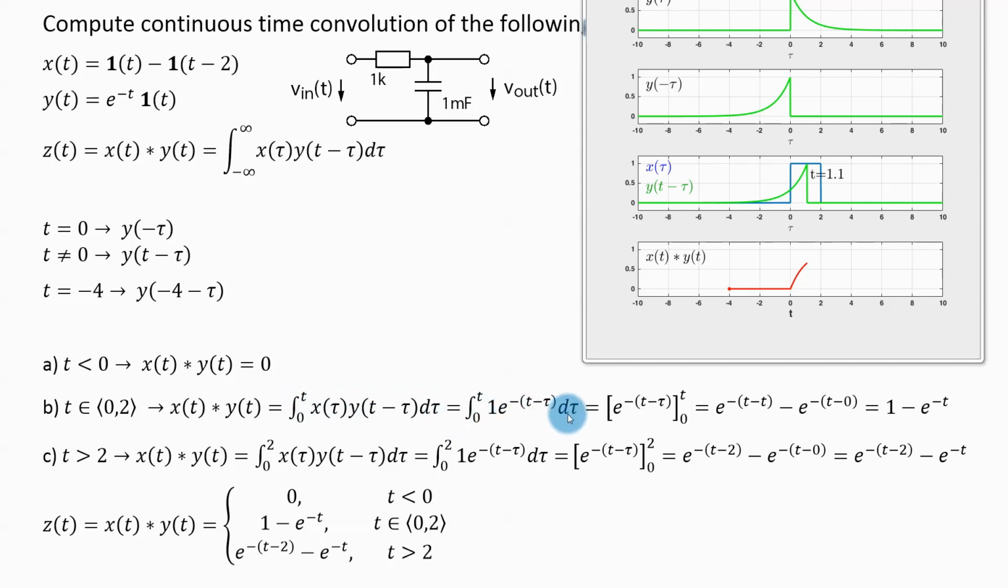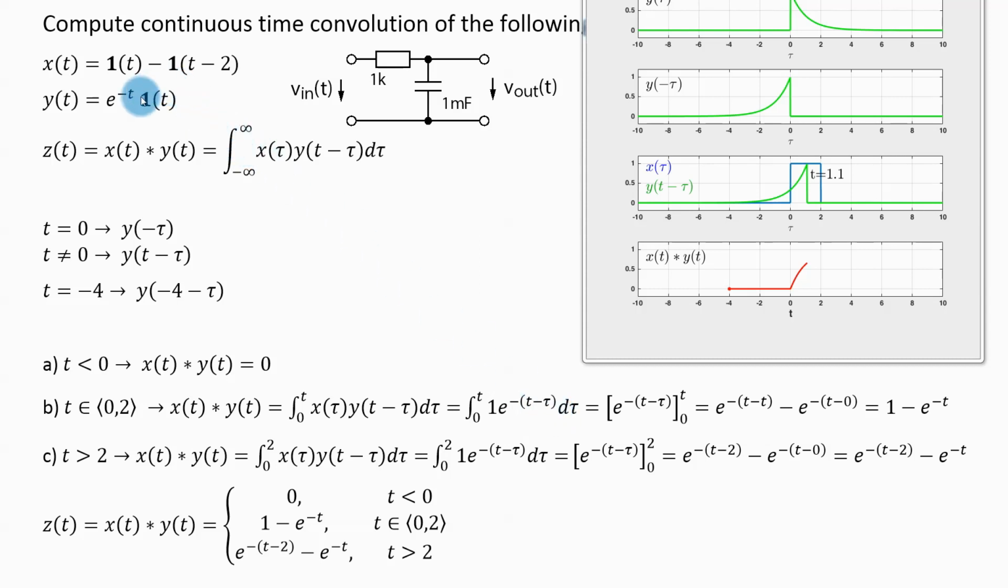Here I substitute for x of tau and y of t minus tau. What is x of tau? Well, x of tau is just 1 in this interval, so I will write 1. What is y of t minus tau? Well, that I will need to get from here, and I will need to substitute t minus tau for t. And that is what I have done here.